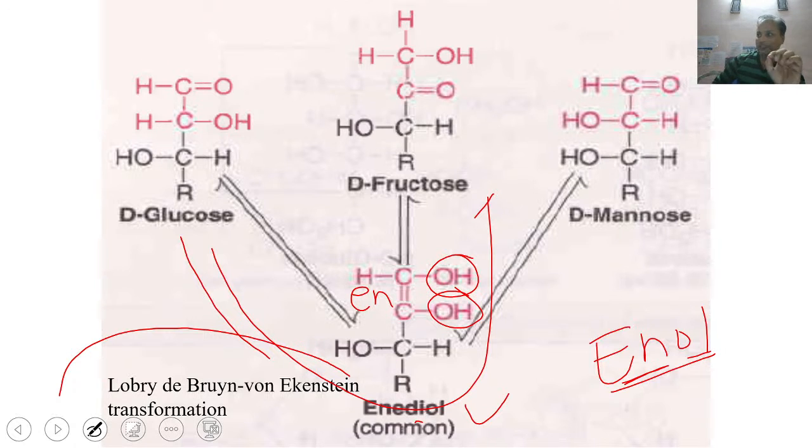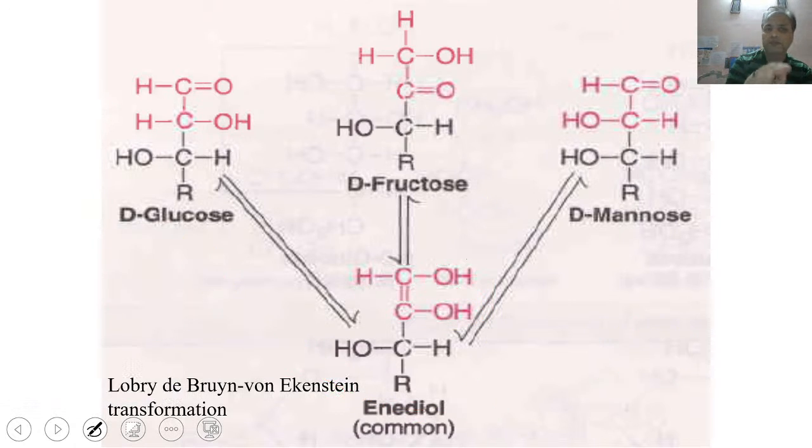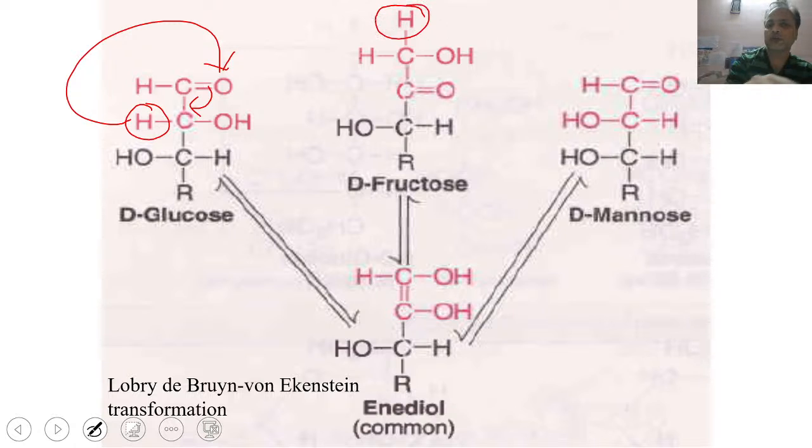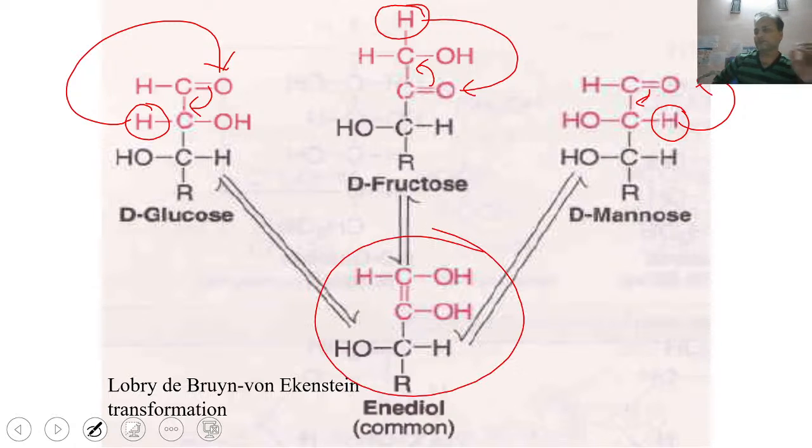So this is a tautomeric structure. We have not done anything. What we have done is just change the place of hydrogen. In this case, I have changed this hydrogen from here to here, and this double bond will come from here to here. In this case, we have changed the location of this hydrogen from here to here and the double bond from here to there. In this case, we have changed the location of this hydrogen from here to here and the double bond from here to here. In all three cases, by these modifications, you will get this structure.